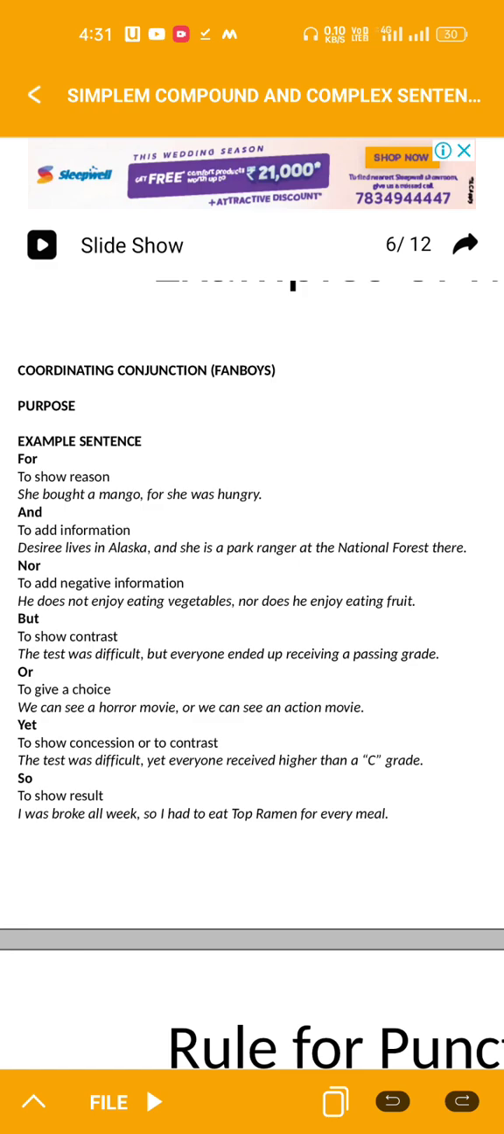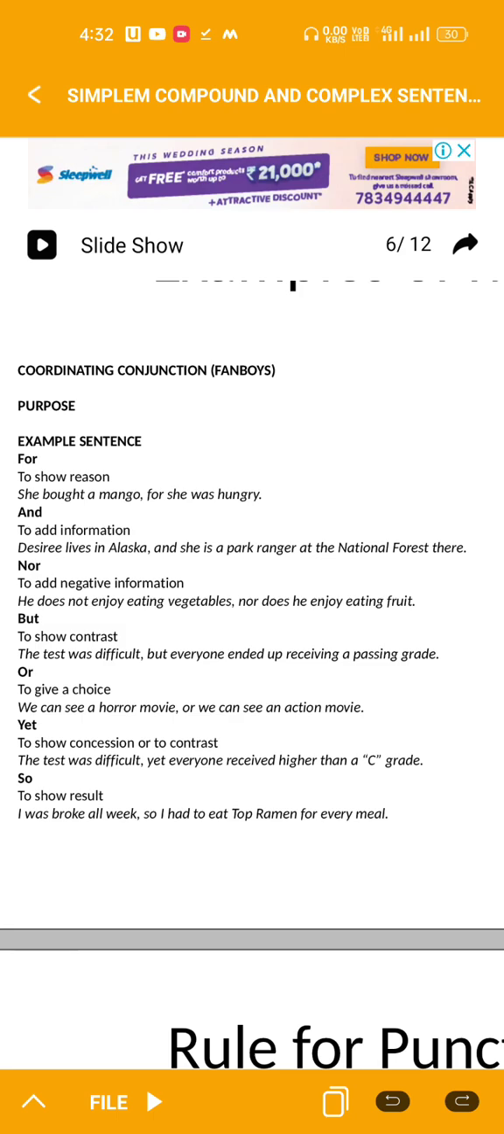Similarly, but is used to show contrast. The test was difficult, but everyone ended up receiving a passing grade. So both are independent clauses. The test is a subject here, was is a verb in the other, so it is an independent clause. Everyone is a subject and ended up receiving a passing grade. This can exist on its own.